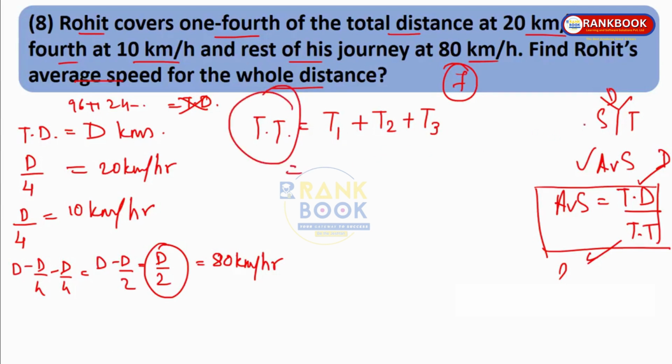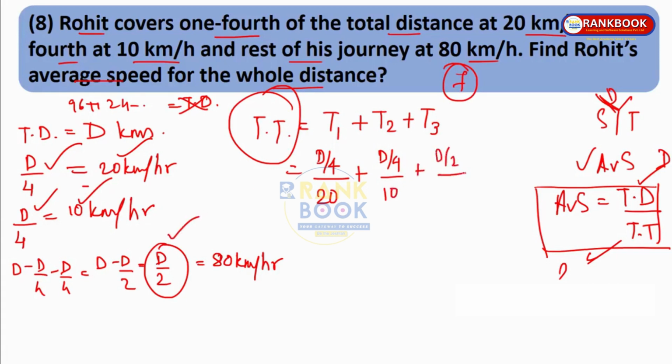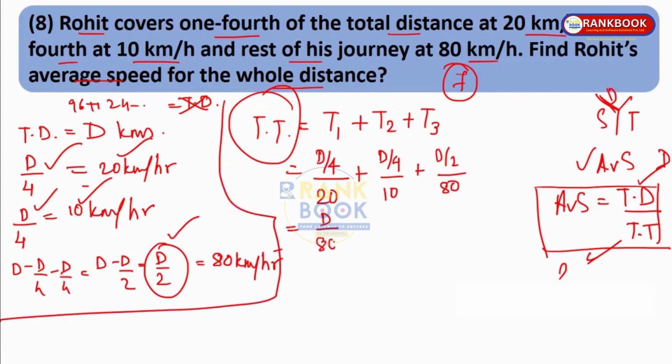What is the formula for time? Time is nothing but distance upon speed. Distance traveled in the first case is 1/4, that is D by 4, and speed is 20. Second case, distance is D by 4, speed is 10. Third case, rest of the journey, distance is D by 2, speed is 80. So we'll have D upon 80 plus D upon 40 plus D upon 160.